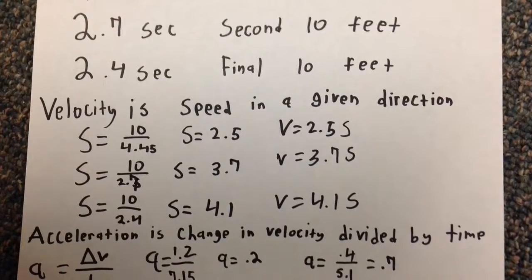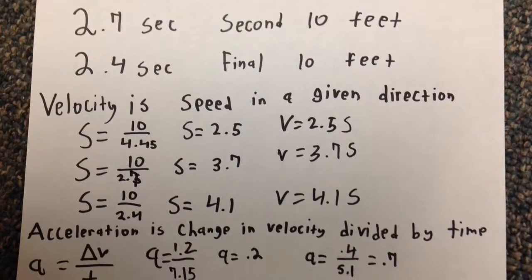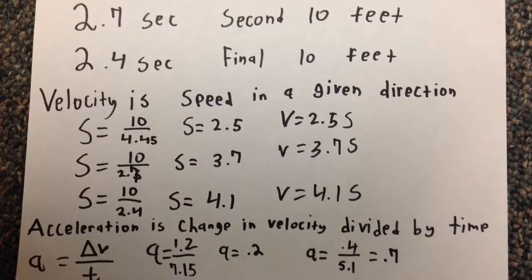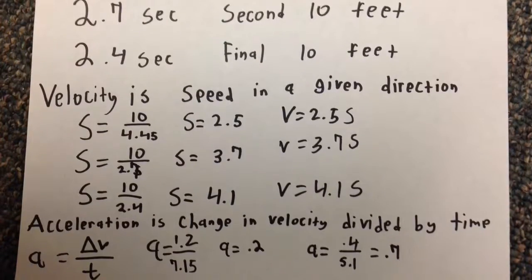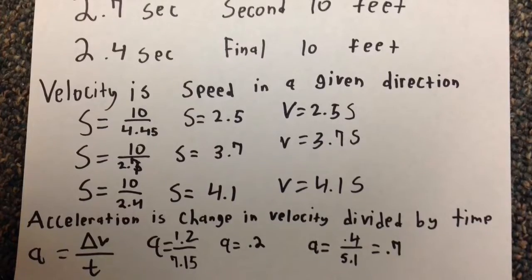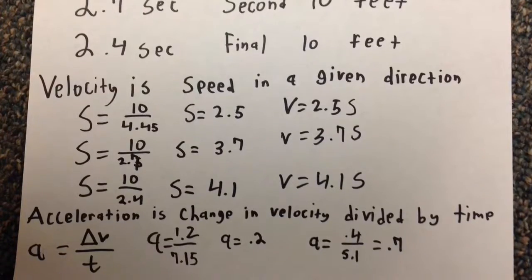Acceleration is a change in velocity divided by time. So for his first 10 feet to his second 10 feet, his acceleration is 2 feet per second. For his second 10 feet and final 10 feet, it is 0.7 feet per second.